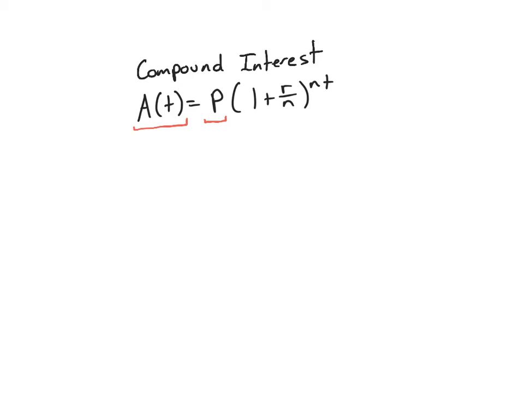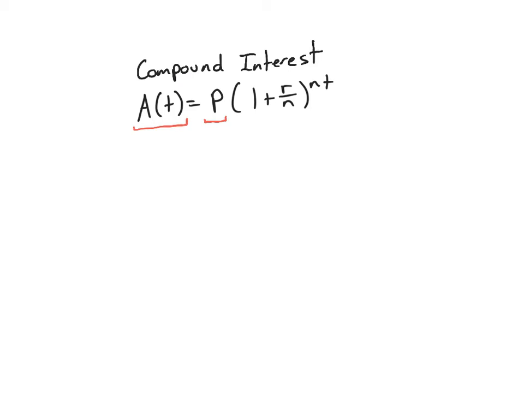So if it compounds annually, we compound once a year. So the interest doesn't go into that principal until the end of the year, and then we can start accumulating interest on top of the interest after that year's over. And then the T is the number of years.